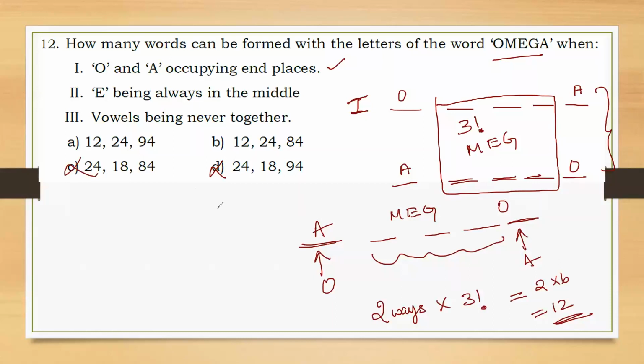Is it clear? Aishwarya, it is clear? N places means both the ends, maybe left and right end. Okay, the first one's answer is 12. So please make a note of this. I'm going to clear this.